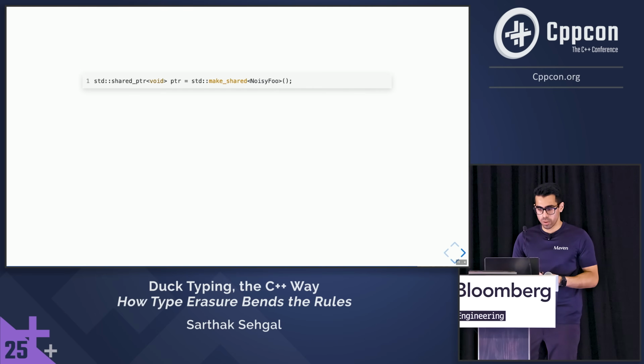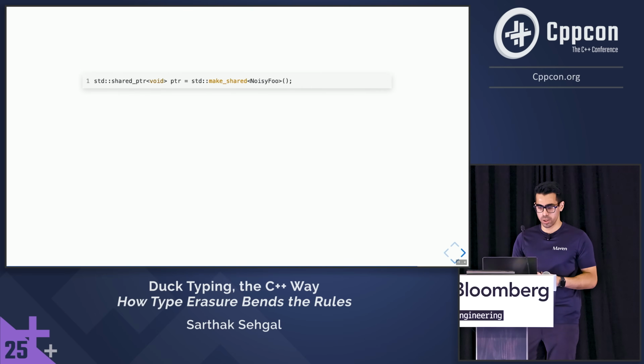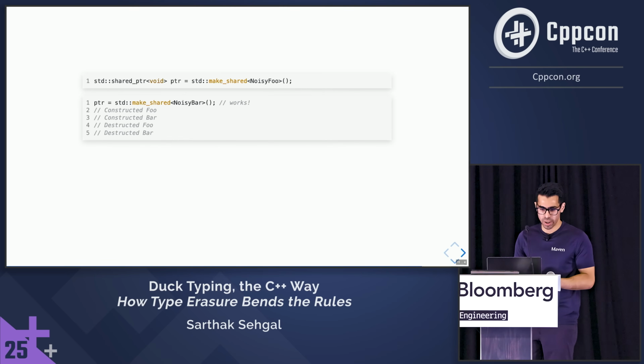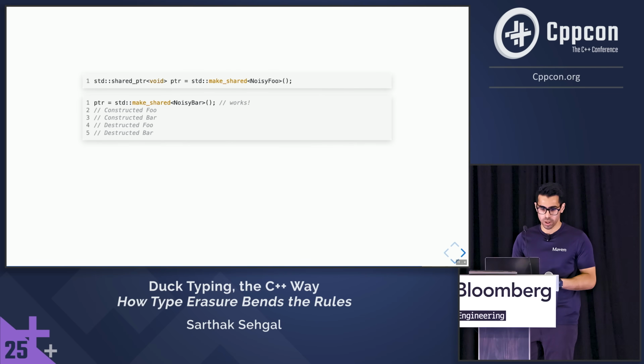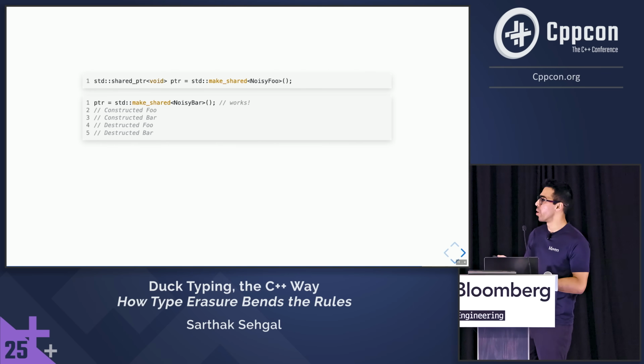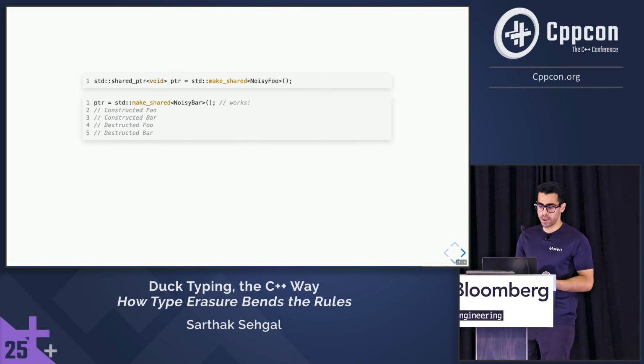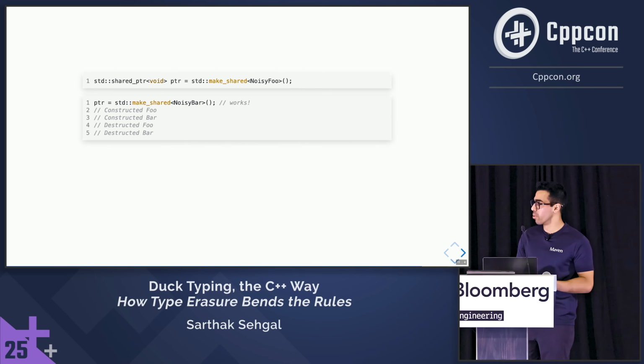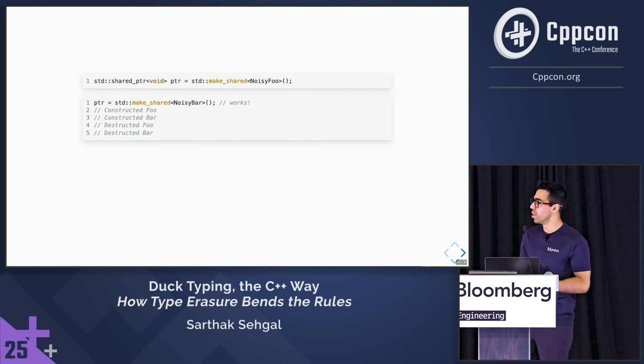What about this? Now, all I've done is replace the unique pointer with shared pointer. Any guesses? Completely fine. There we go. Chris knows it. All right. So this works great. I've created a pointer ptr which points to an object of type noisy foo. It constructs that. Then I reassign it to a pointer to an object of type noisy bar, and it's able to reassign it. So somehow it works on shared pointer, but it did not work on unique pointer.